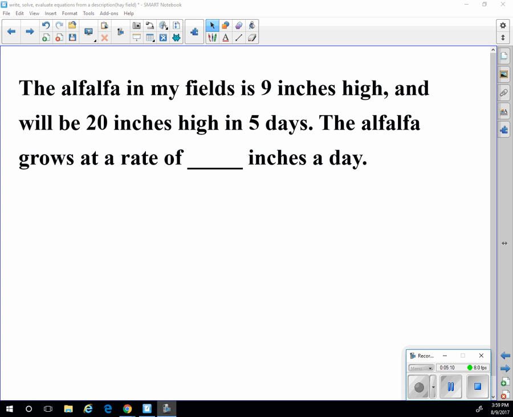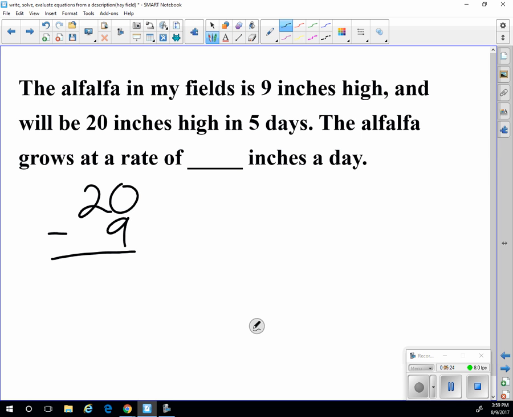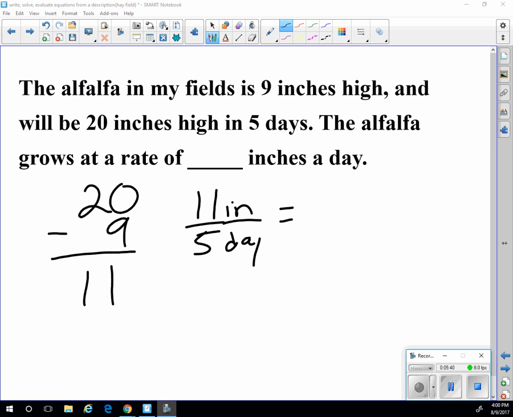So here it says the alfalfa in my hayfield is 9 inches high. It will be 20 inches high in 5 days. The alfalfa grows at a rate of how many inches a day? Well, if it's going to be 20, and it was 9, that means that it has grown by 11 inches. It grew 11 inches in 5 days, so if I want to know inches per day, I divide. 11 divided by 5. Calculator says 2.2. That's inches per day.